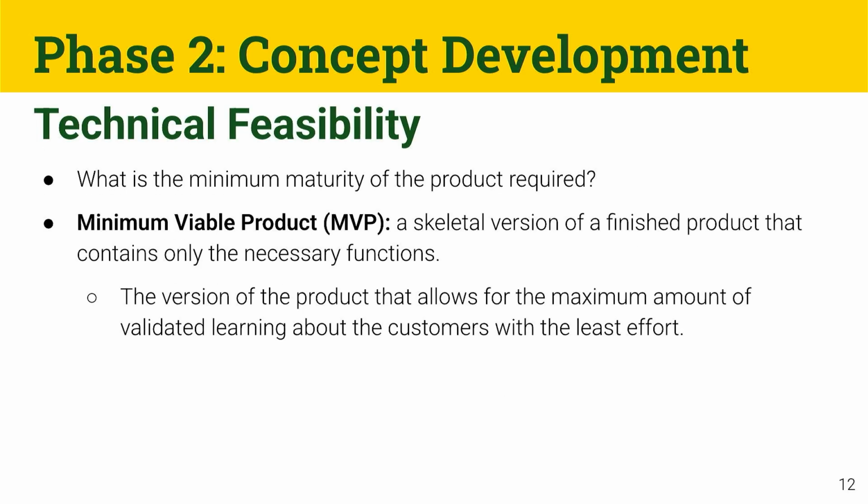So for your technical feasibility, this comes down to what is the minimum maturity of your product that you can release to test if your product is something that can be successful. This is usually defined as a minimum viable product, or MVP. This is your baseline version of a product that contains just the necessary functions. So your version of the product without any of the bells and whistles that you might look to add on later, to just determine if this is something that can succeed.